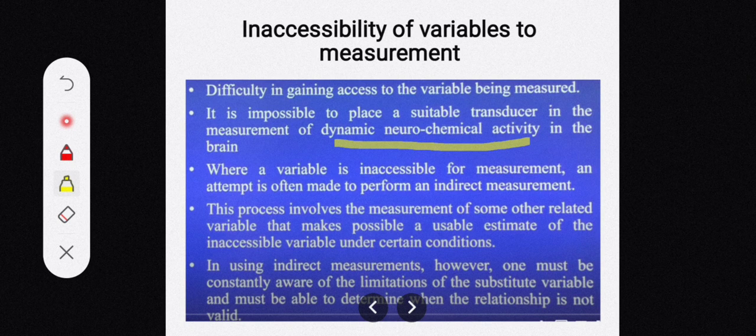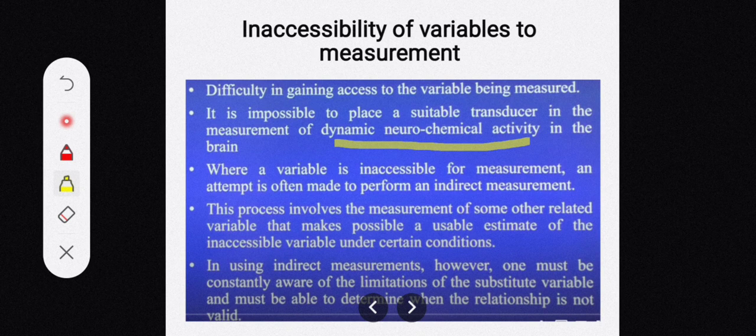So how can the measurement of that variable be done? Then we have to adopt some substitute method. So we'll go for an indirect method. So in indirect measurement, what happens? This process involves measurement of some variable which is related to the actual variable of interest. The inaccessible variable that we are not able to measure, what we will do is measure some other variable, and that variable is actually related to the inaccessible variable of interest.